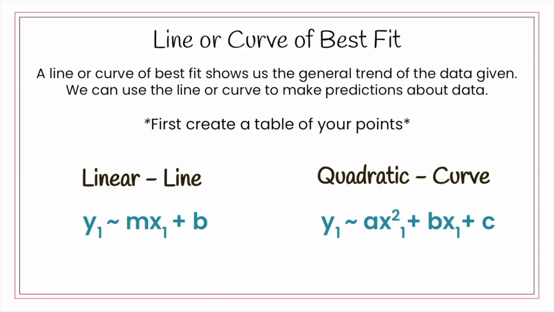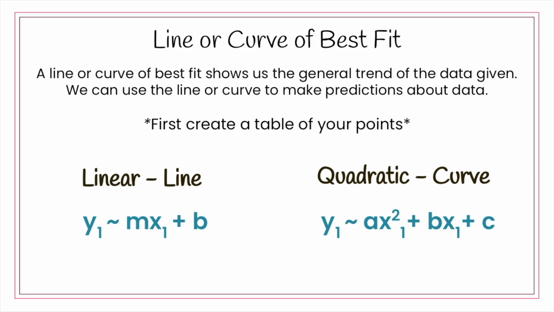First, we're going to create a table with our points, and we can see that our linear line, we've used this one before in our Desmos calculator, is y1 approximately, because again, we're not sure, this is just a guesstimate, mx1 plus b. For our quadratic curve, we're going to y1 approximately ax1 squared plus bx1 plus c.